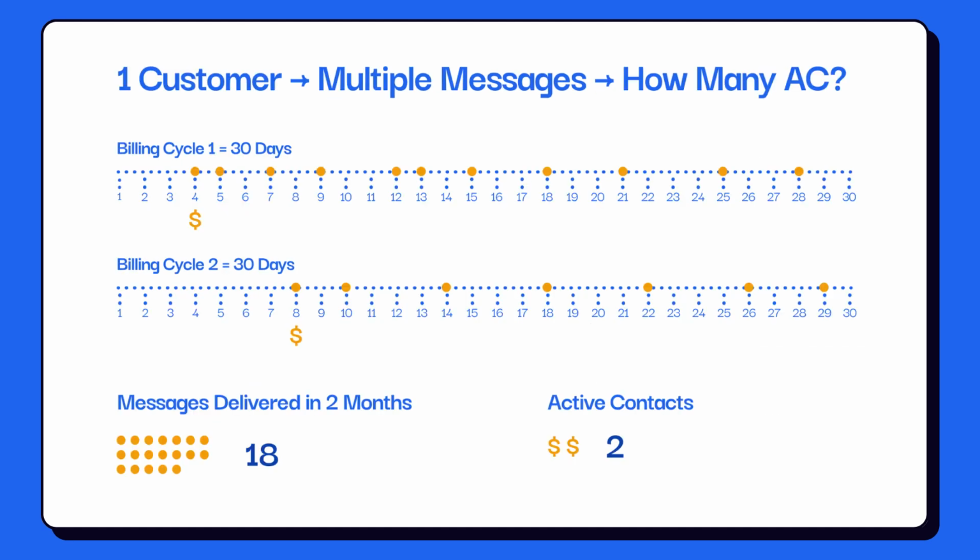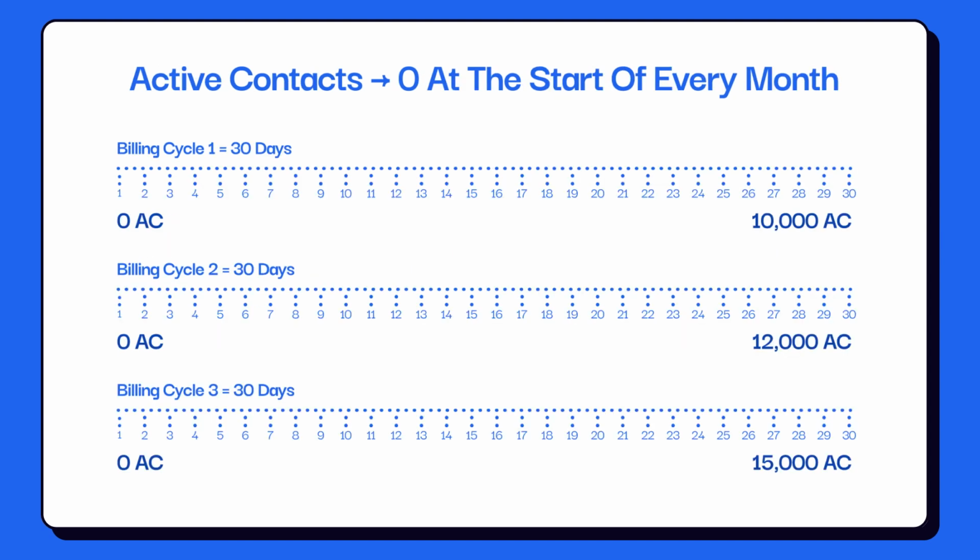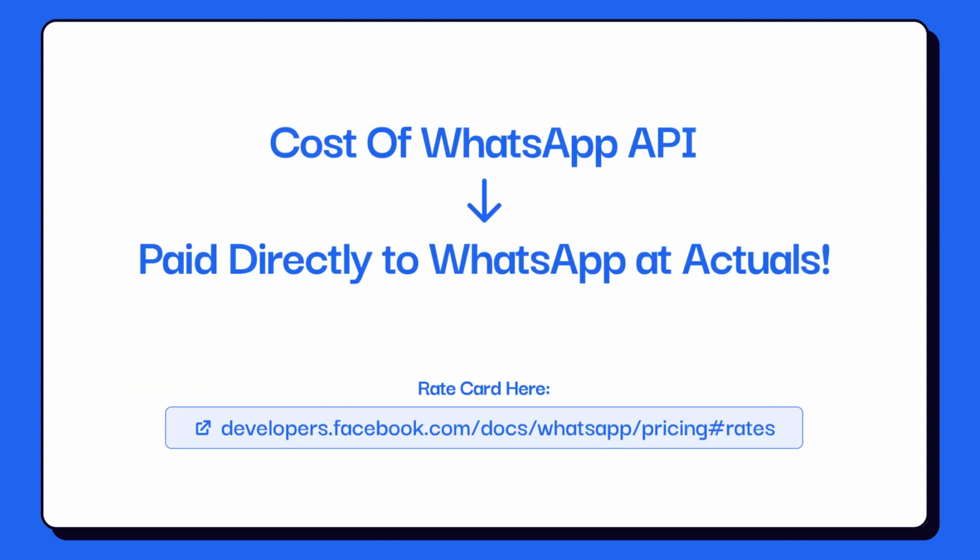Do note, active contact also means you can send the same customer n number of messages in a month. So let's say you have 500 customers and you want to send them 10 messages in a month, they will only be counted once. So your total active contact by the end of 30 days will be 500. And the count of active contact goes to 0 at the beginning of every month. The cost of WhatsApp is charged by WhatsApp separately and you pay that to WhatsApp itself.